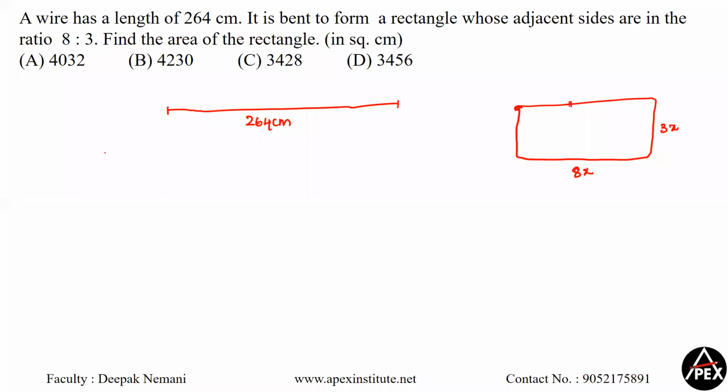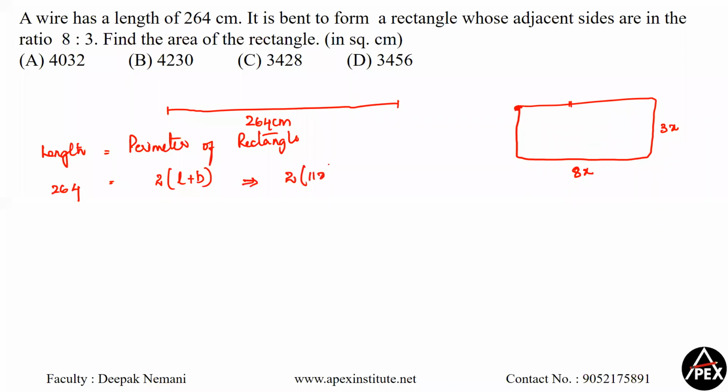The length of the wire is nothing but the perimeter of a rectangle. Now what is the formula to calculate the perimeter of a rectangle? 2 into (L plus B), and this is equal to 264. Now we have considered length as 8x and breadth as 3x. This implies 2 into (8x plus 3x), 22x, is equal to 264.